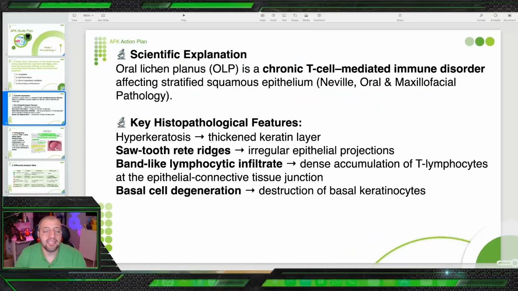And this is a classic question of oral lichen planus, because this condition is a chronic T-cell mediated immune disorder affecting stratified squamous epithelium. This is coming from Neville's oral pathology textbook. The key histopathological feature will save you on the question. Trust me, doctors, you need to memorize it.